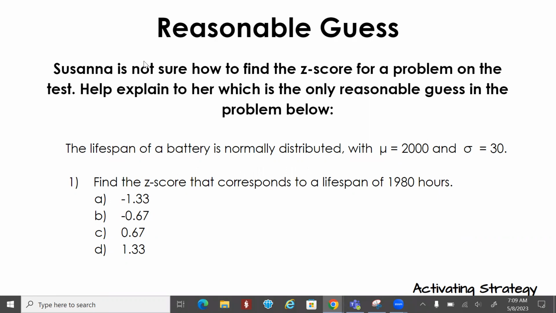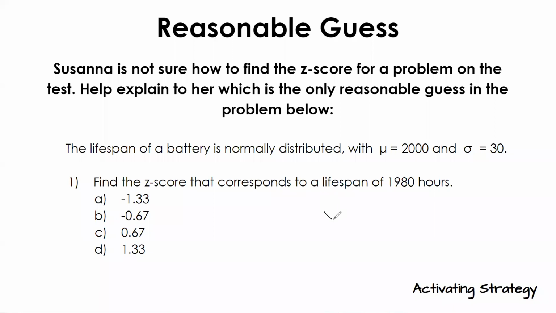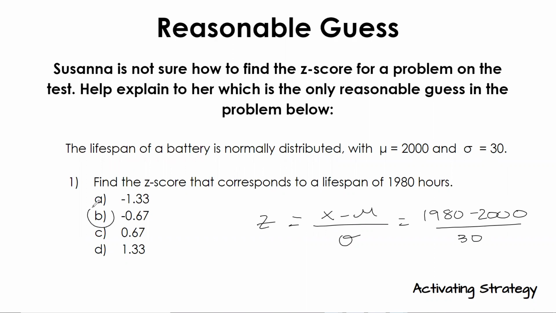So really quick, just a refresher. We learned this formula last week to find the z-score. x is whatever the point they give you, mu is the mean, and then the standard deviation is 30. So all we're going to do is plug in. And when we do that, we're going to get B.